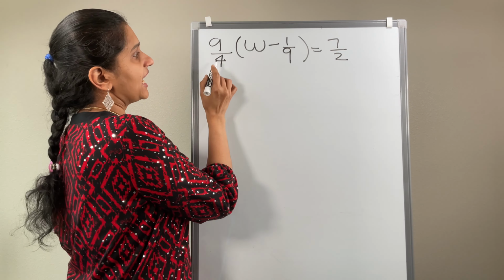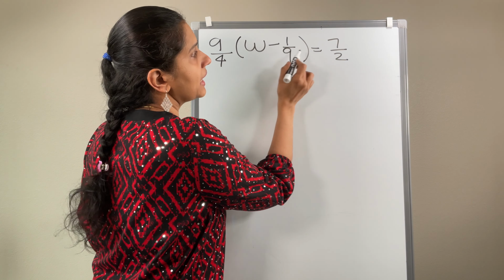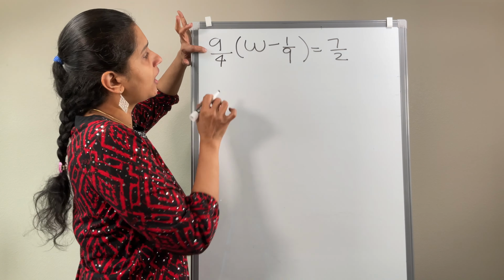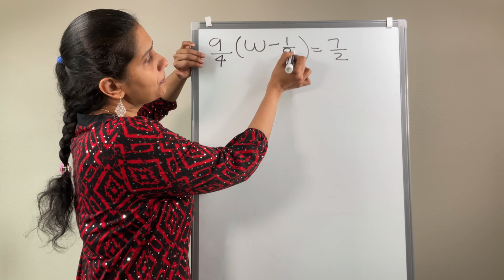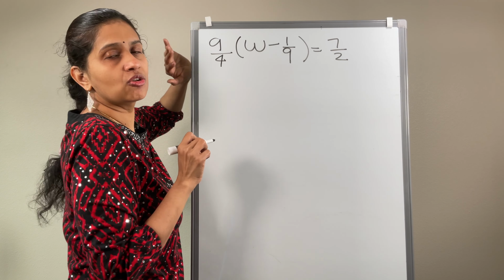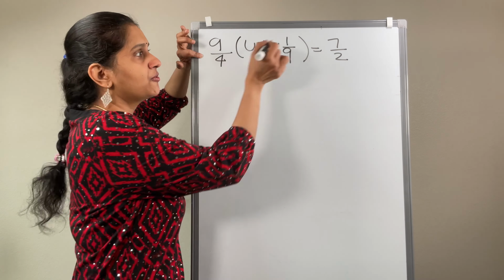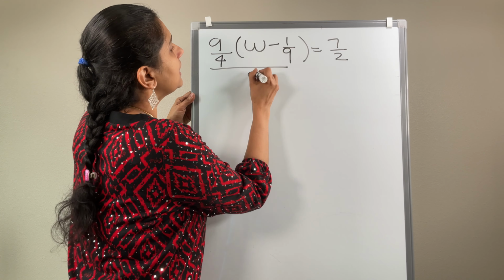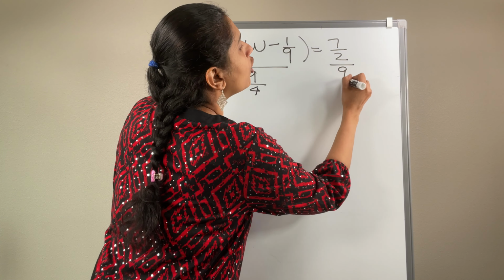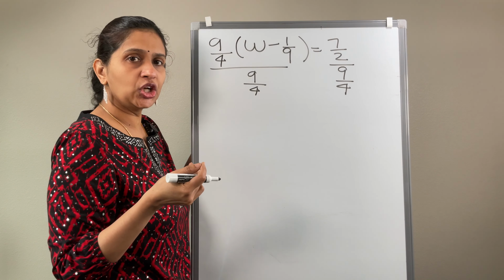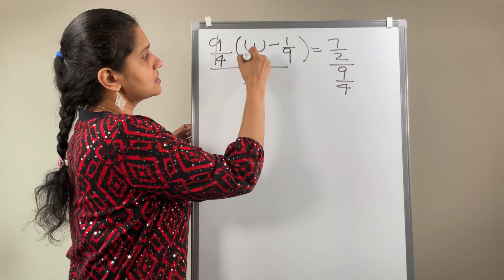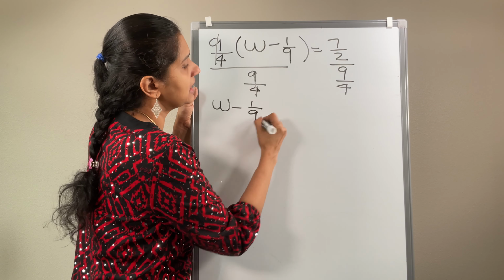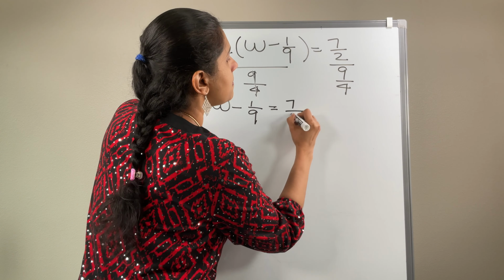Consider the example 9 by 4 times w minus 1 by 9 equal to 7 by 2. So to isolate this variable w, the first aim is to avoid 9 by 4. Since this minus 1 by 9 is with w inside the parenthesis, it will be easy for us to avoid 9 by 4 first before avoiding minus 1 by 9. So in order to avoid 9 by 4, I am simply dividing 9 by 4 on both the sides. Why you want to do it on both the sides? To balance the equation. So this 9 by 4 will become cancelled and you will be left with w minus 1 by 9. That is equal to 7 by 2.